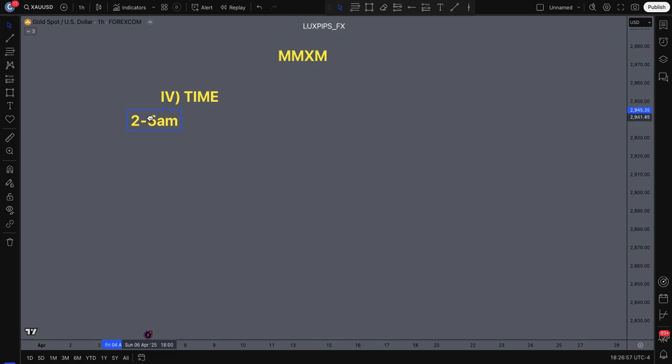Alright. This is for London. When you're looking for setups at 2 to 5 a.m., obviously it's because it's London session. If you want to trade Asian session, you can. MMXM models can happen. But honestly, the way I see it, it's not enough information of the day.